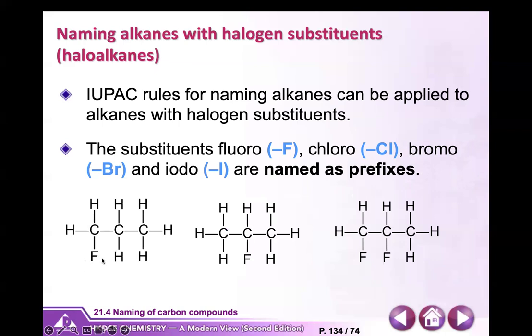So the change here, let's take a look. The fluorine atom is attached to the first carbon. As a result, the first one will be 1-fluoropropane. While if the fluorine atom is attached on the second carbon, it will be 2-fluoropropane. If there are two fluoro groups attached to carbons 1 and 2, it should be 1,2-difluoropropane.